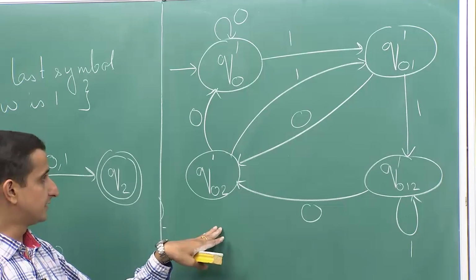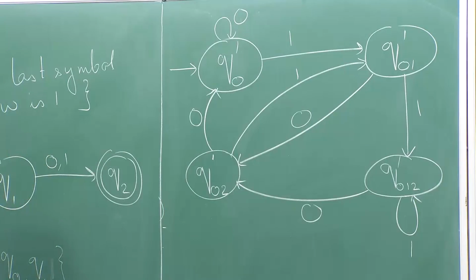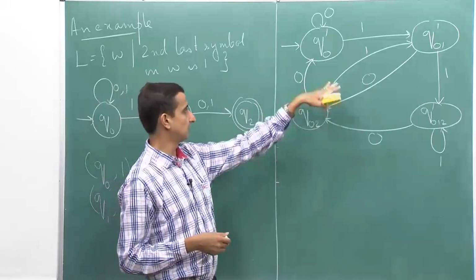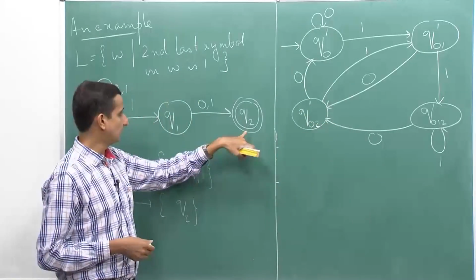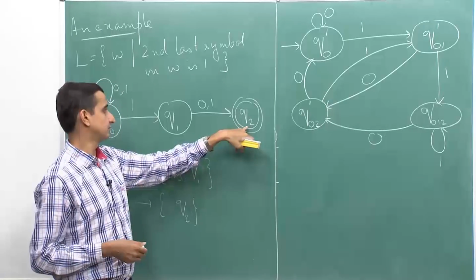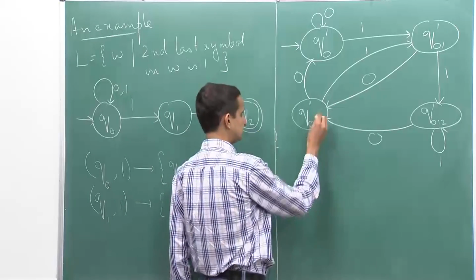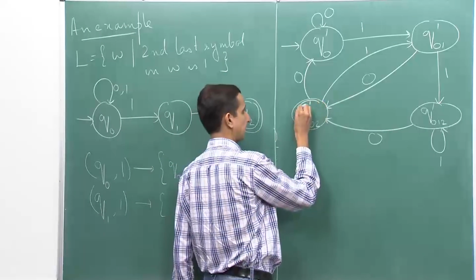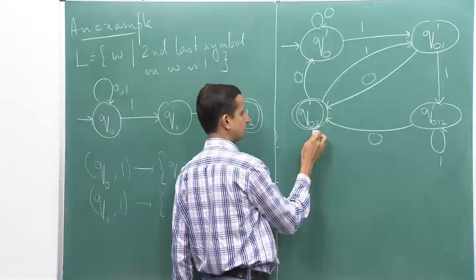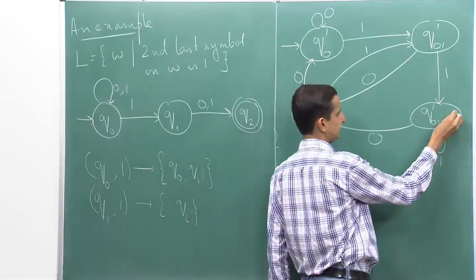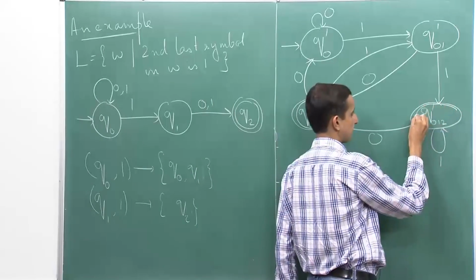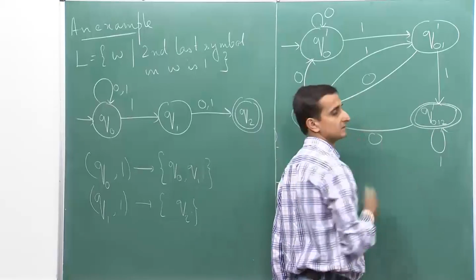What are the accept states? The accept states will be all states that contain some accept state. The only accept state of my NFA is Q2. So, this will be an accept state because this contains a 2, and this will be the other accept state.